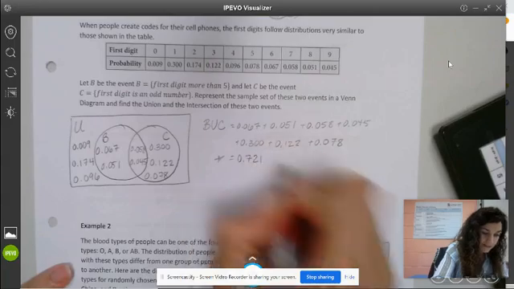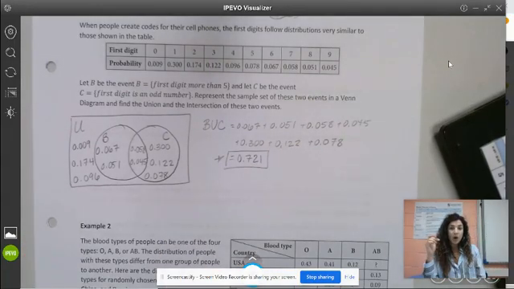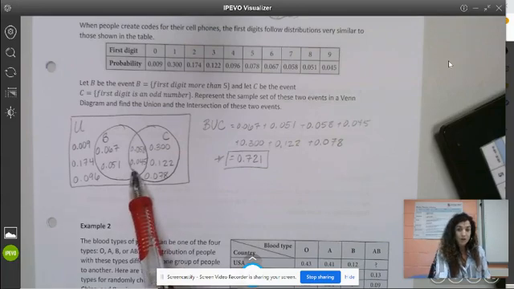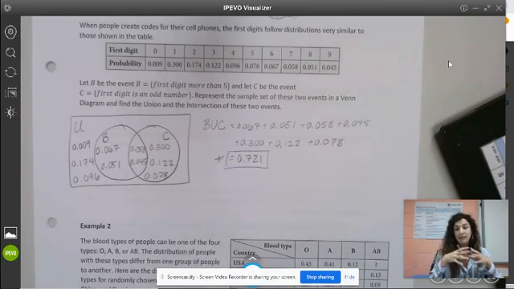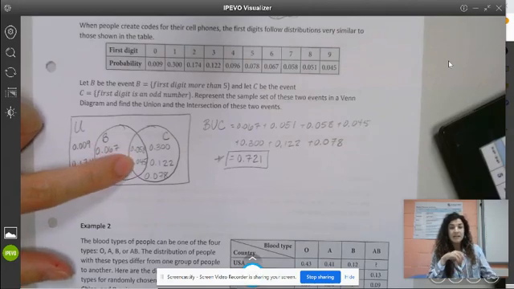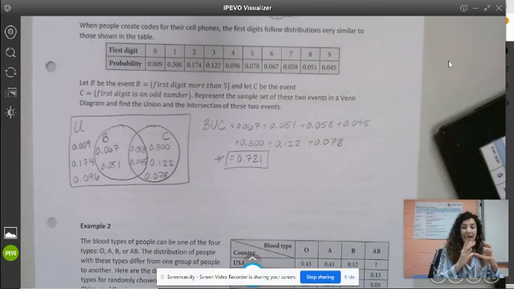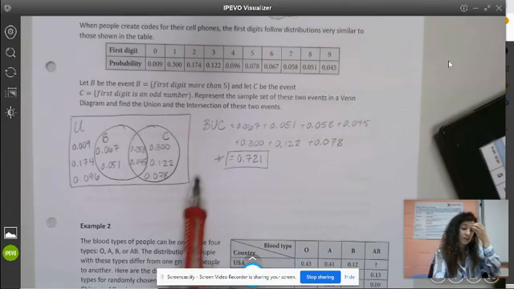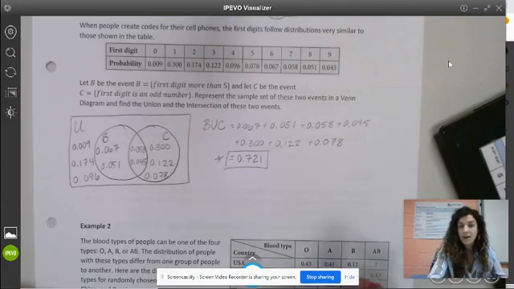You should get 0.721. If you notice on your notes from last time that you already had the probability of B and you already had the probability of C. So you could have added those two probabilities together, but just realize you would have had to have subtracted out 0.058 and 0.045 because it's counted in the probability of B and it's also counted in the probability of C. So if you add that in twice, you'd have to take one of them out. So you would have had to subtract out 0.058 and 0.045.